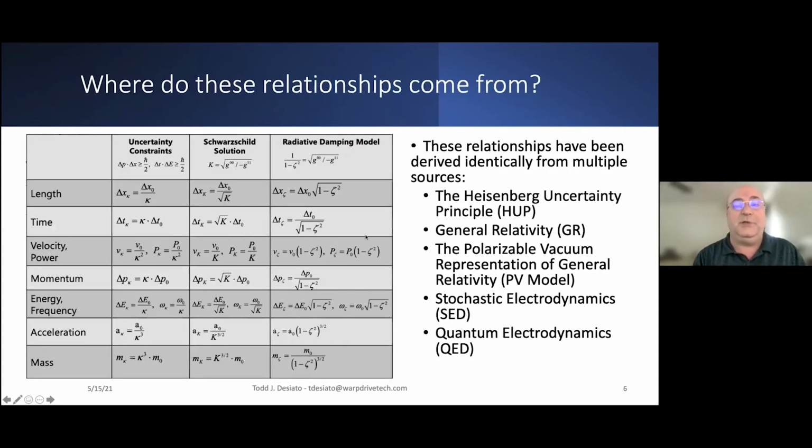Okay, so where do these relationships come from? These relationships have been derived identically from multiple sources. In my previous presentation from last month, I derived them from Heisenberg's uncertainty, and these are those relationships here in column 1. If you use the Schwarzschild solution of general relativity, you get something like this, which is also true of the polarizable vacuum model. And if you use the radiative damping model, you get this. All three are different interpretations that lead to the same conclusions, and that just reinforces what I'm saying here.